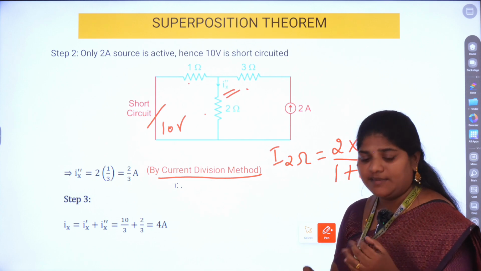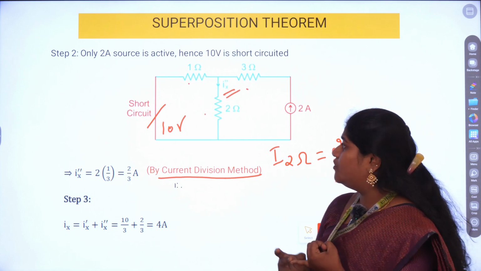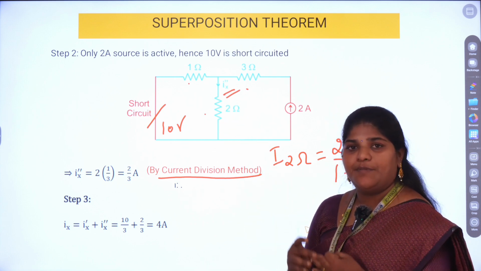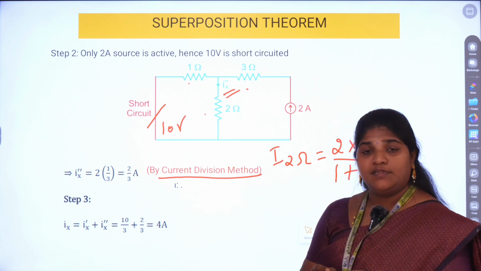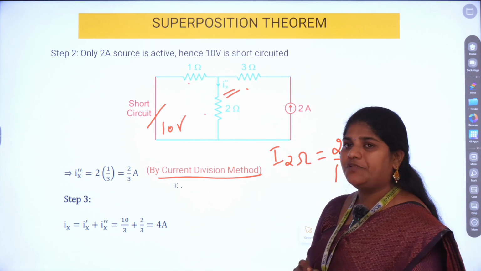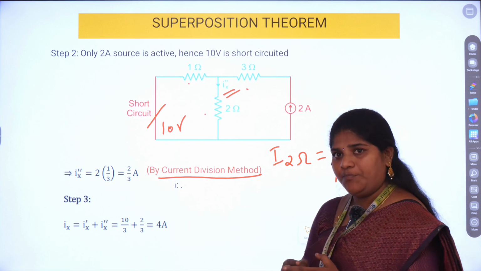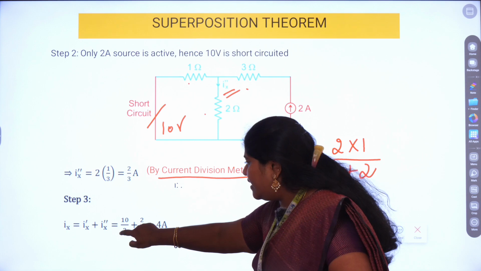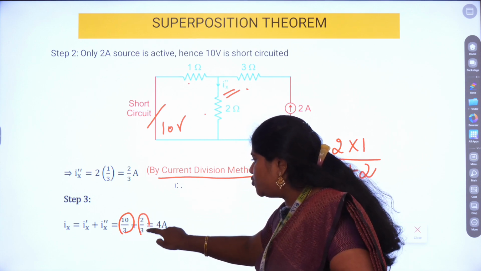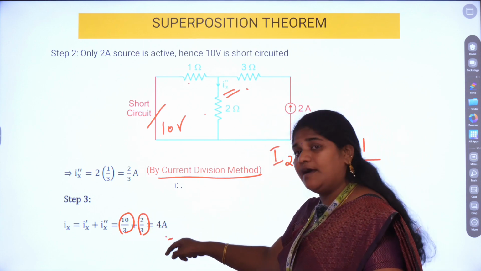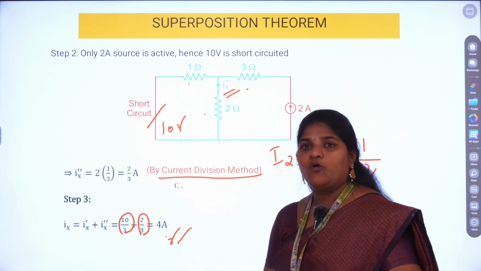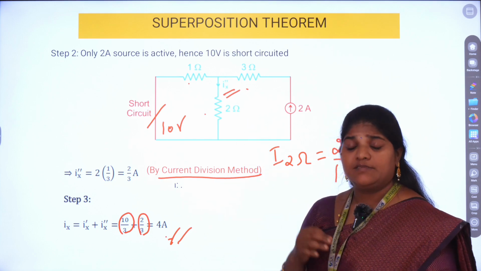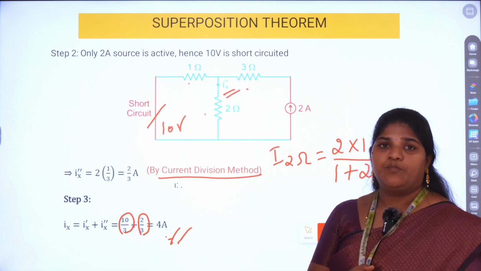So right now we have completed step number 1, that is the amount of current through the 2 ohm resistor because of the 10 volt source. Step number 2, current flowing through the 2 ohm resistor because of the 2 amp current source. Now the last step is to sum up the results obtained from step 1 and step 2. Step 1 current is 10 by 3. Step 2 current is 2 by 3. Just now we have found it out. So summing up, the current is equivalent to 4 amps. So this is the total current flowing through this 2 ohm resistor due to the superposition theorem.